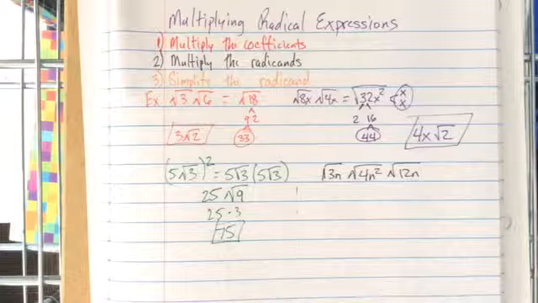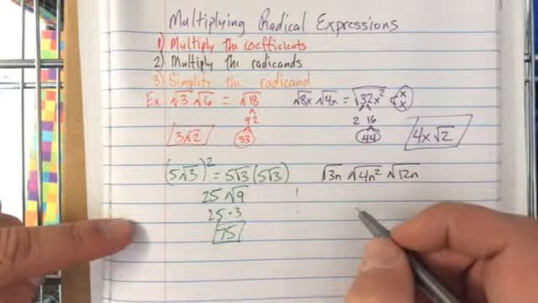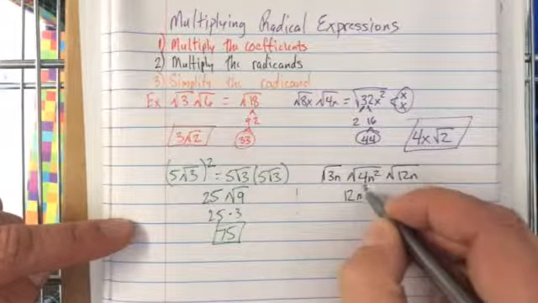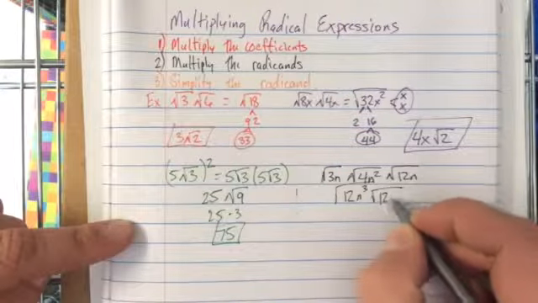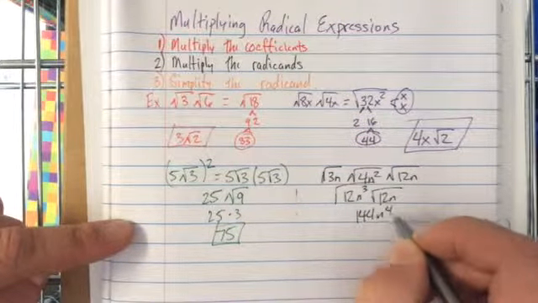Times 12 is? 144. N times n squared? Cubed times n to the fourth. So what does that leave us with? Gives us 144 n to the fourth. So we had 3 times 4 and n squared times n. That gave us 12n cubed times 12n. And as we said, 144 n to the fourth.